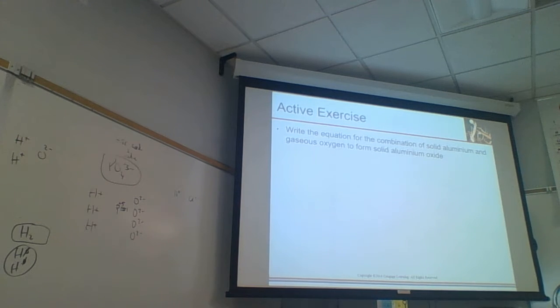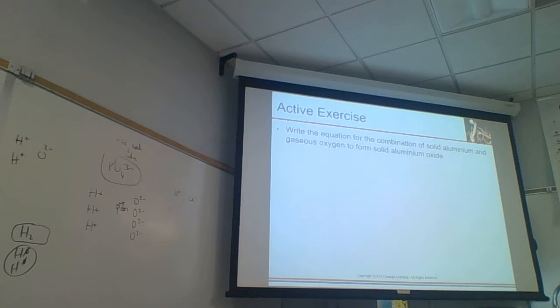Write the equation for the combination of solid aluminum with gaseous oxygen to form a solid aluminum oxide. All right, this is a redox reaction here because aluminum is a metal. Metals tend to lose electrons. Metals are reducers. Oxygen is a great oxidizer. And so let's go ahead and write it down.